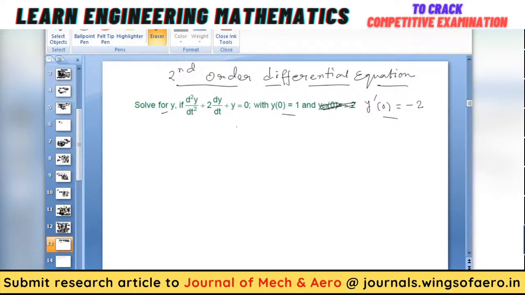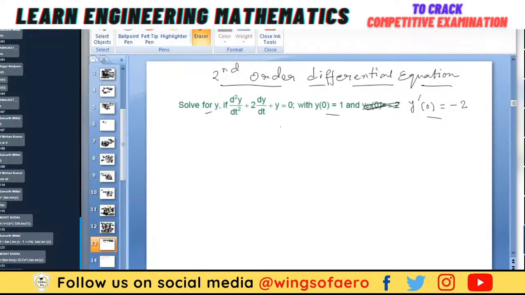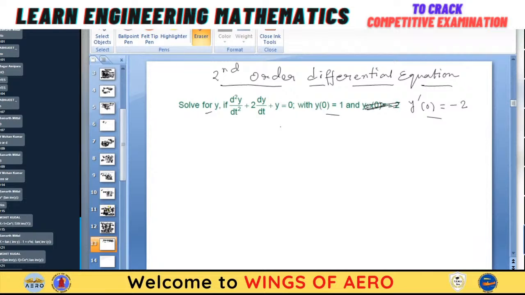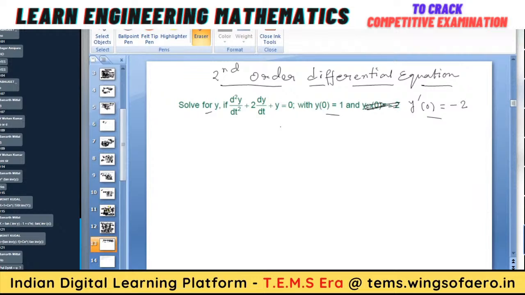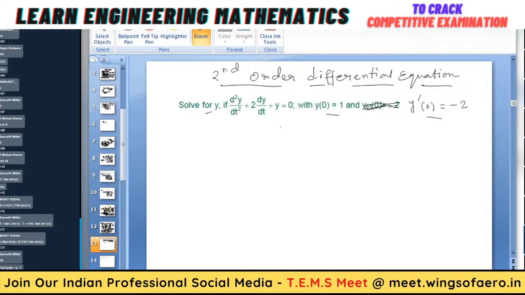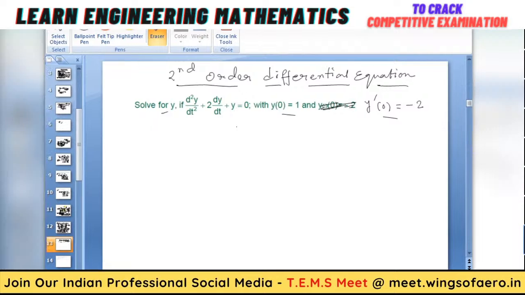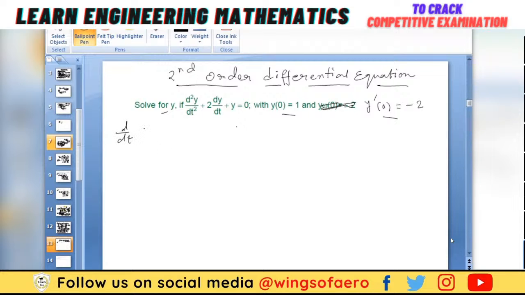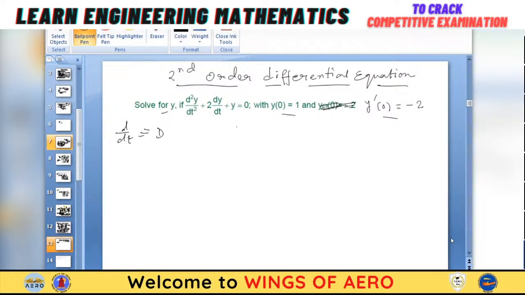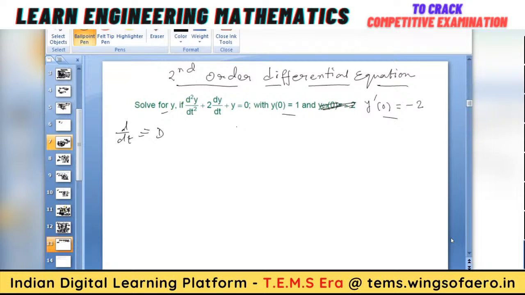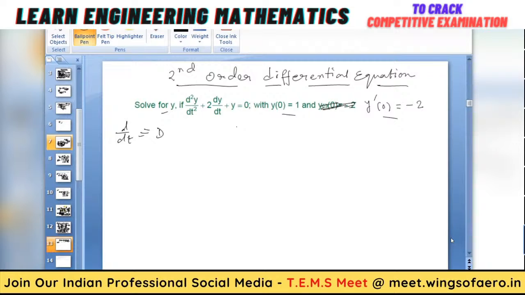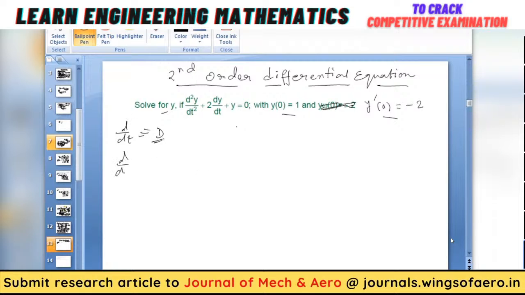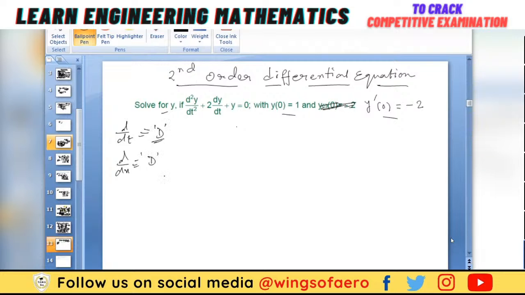Put dy/dt equal to u. No, not like this. You can put it as capital D. Then it becomes D square. Yes, capital D. It is actually an operator. Different books use different symbols for that, but many books use capital D. So d/dt or d/dx can be denoted by this symbol, capital D.